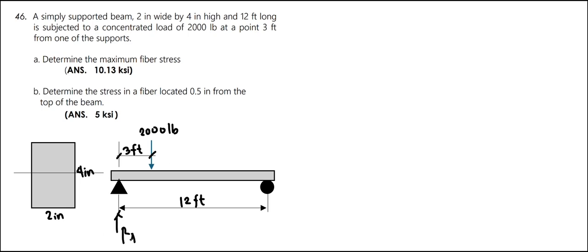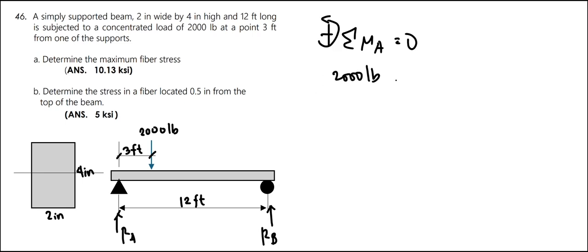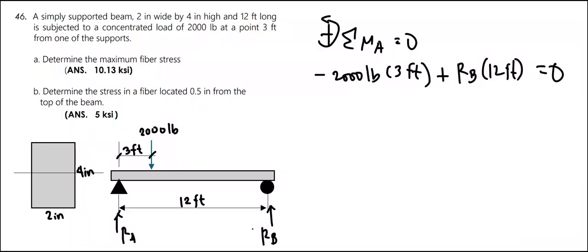Let's call this RA and this one is RB. We have the summation of moment at point A equal to 0. Considering counterclockwise positive to solve for RB, we have a 2,000 pounds force times the moment arm distance of 3 feet, and it's negative because it would induce a clockwise moment, plus the reaction RB multiplied by its moment arm distance of 12 feet, and it's positive because it would induce a counterclockwise moment, all equal to 0.